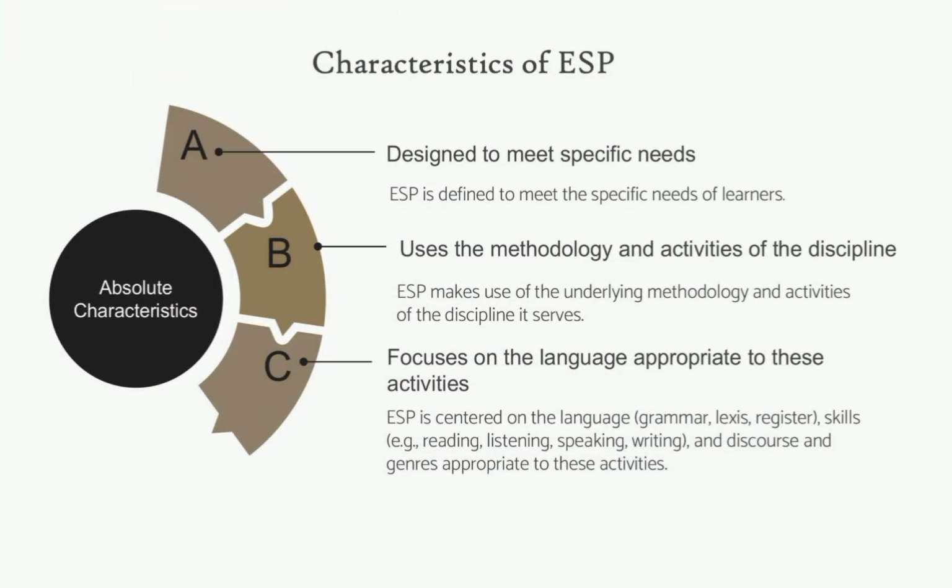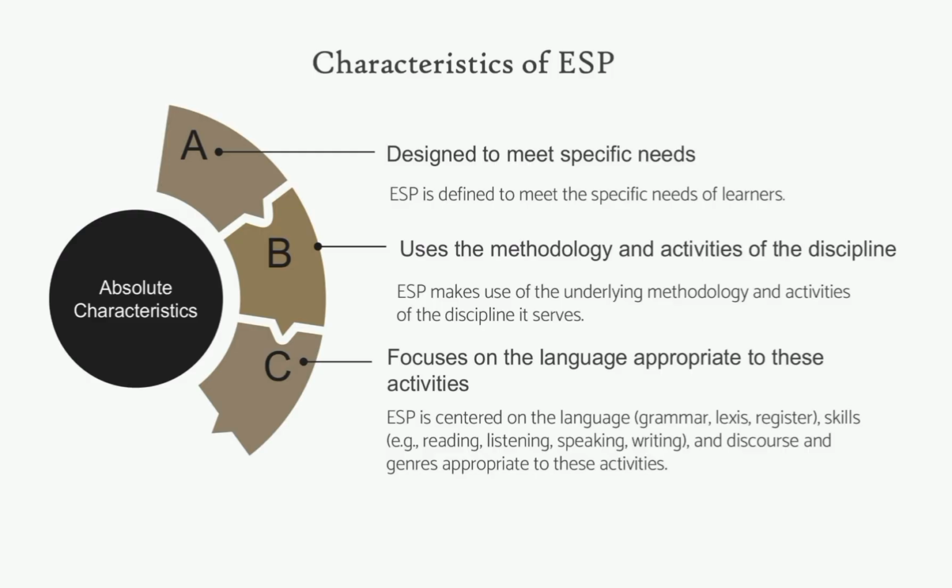According to Dudley-Evans and St. John, ESP has absolute and variable characteristics. The absolute characteristics are essential features found in every ESP course. First, ESP is designed to meet the specific needs of learners. In other words, every course begins with identifying why learners need English.